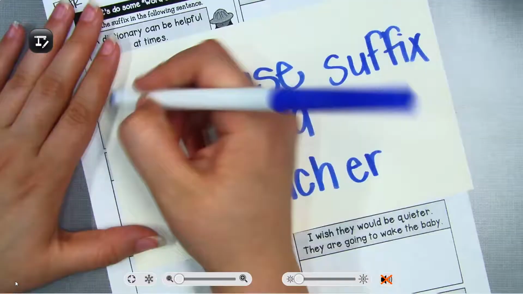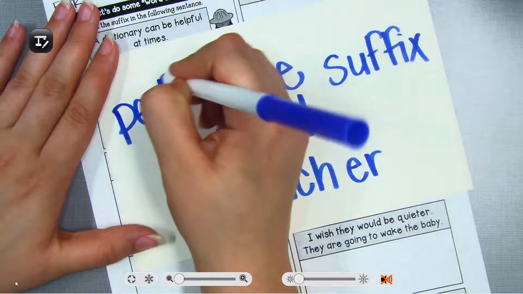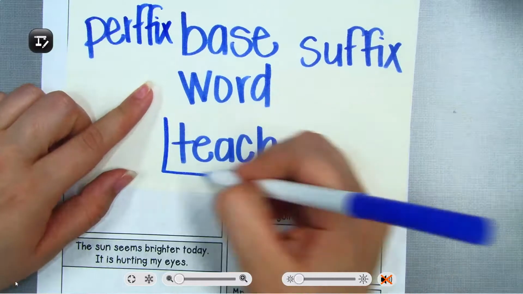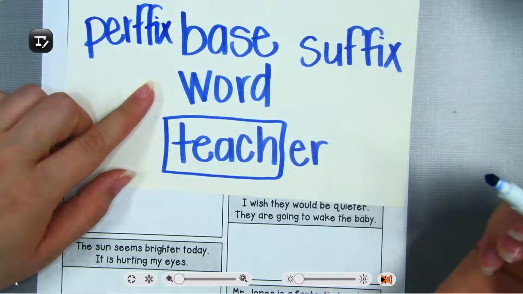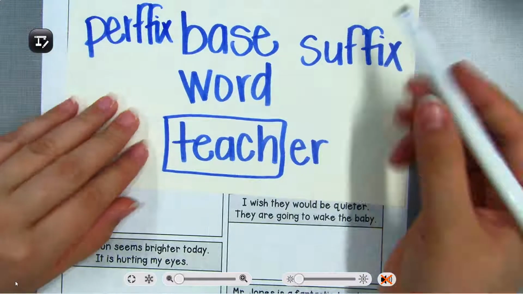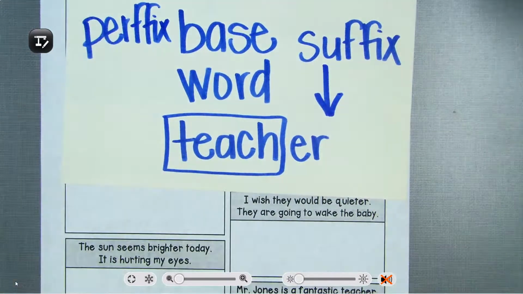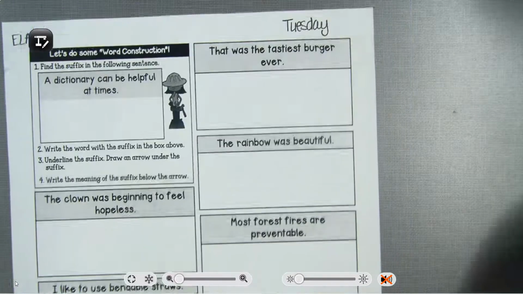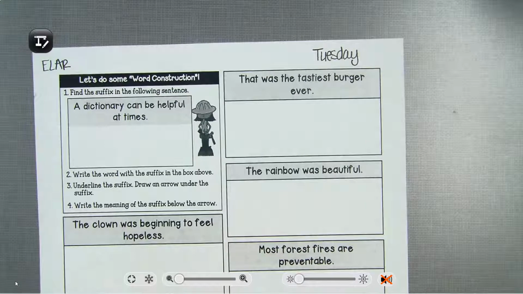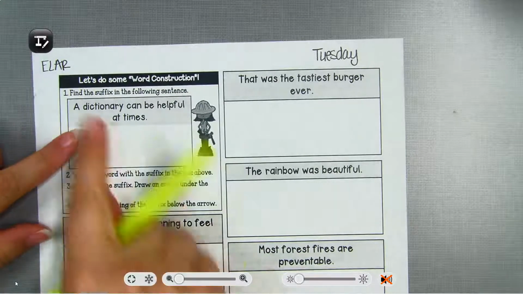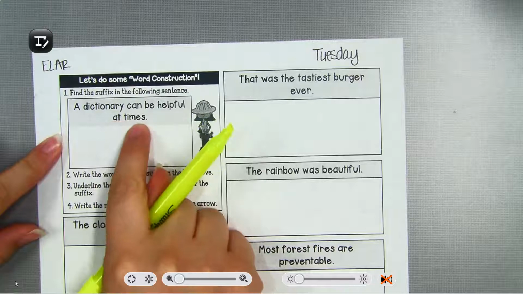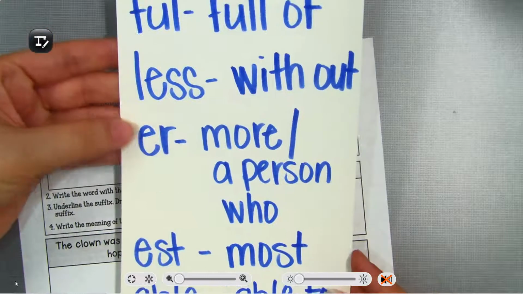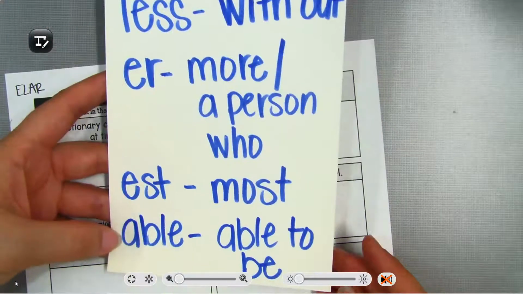Okay. And then last week we talked about a prefix. Okay, so remember we have a base word, which is a word that can stand alone on its own. And then a suffix is what we add to the end of the word to change its meaning. Okay, so let's look at what we're going to be doing. So we're going to find the suffix in the following sentence. A dictionary can be helpful at times. So remember, we're going to be looking for words that have full, less, er, est, and able at the end.